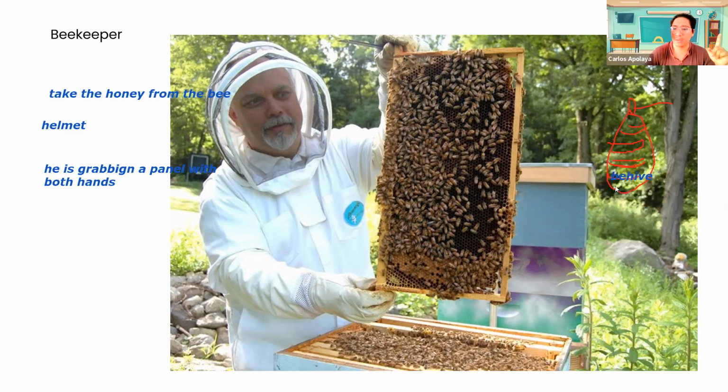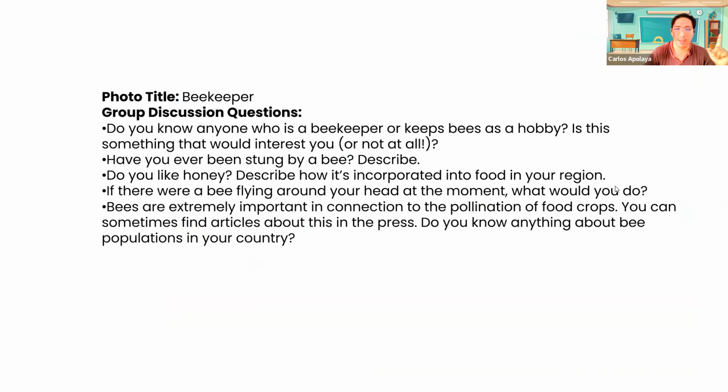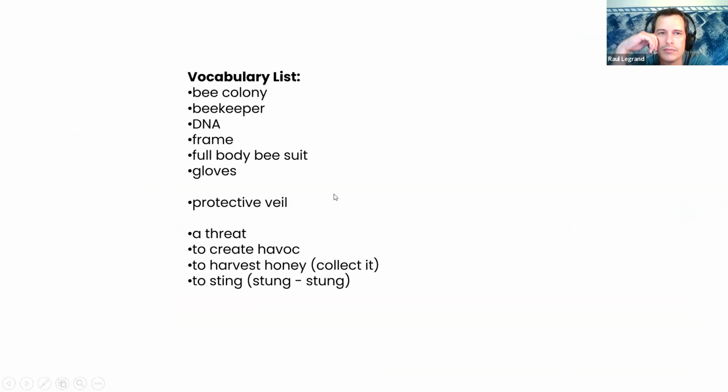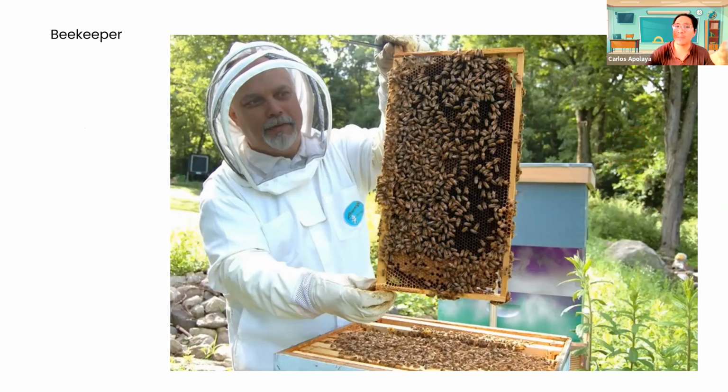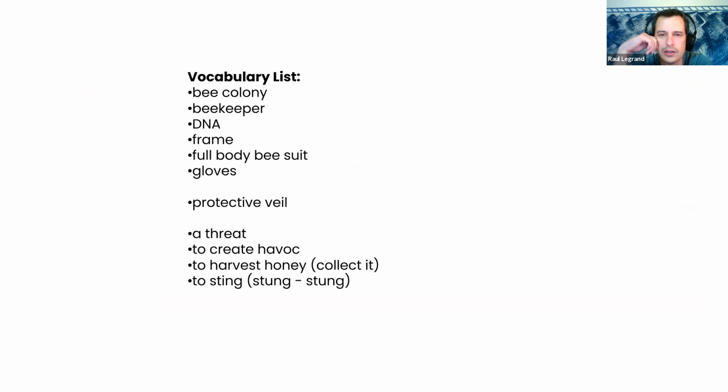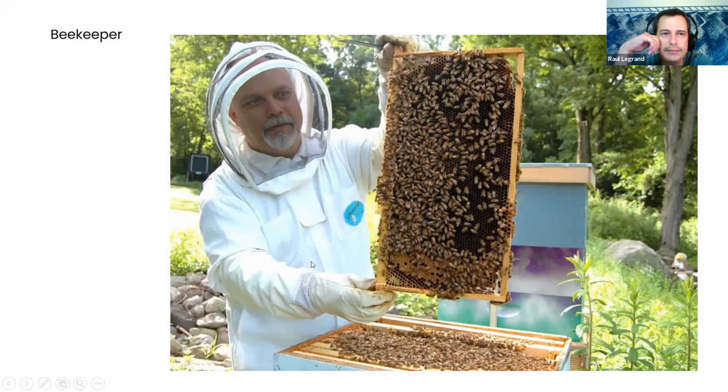I'm sorry, I have some pictures here, I think. Okay. Wait a minute. When you have a queen, a bee queen, you have a bee colony. He is a beekeeper. He's a person that works with honey and with bees. Then we have the frame. When you take a picture and you put the picture on something like a square, this is a frame.